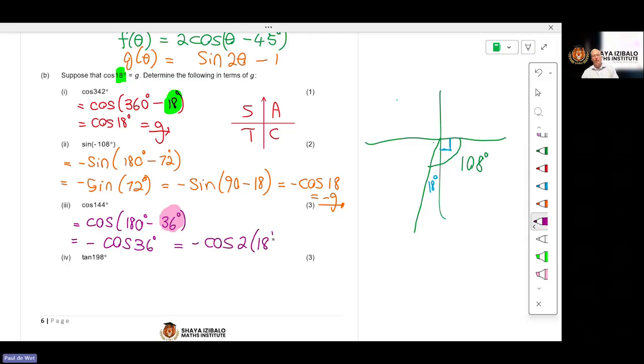Okay, so negative. Do you have brackets or not? Cos of 2 lots of 18, guys. Remember, we've got 3 different formulas for cos of 2 theta. We're going to use the one that only involves cos, and that's 2 cos squared 18 minus 1. And so what's your final answer? Negative 2g squared. Well done. Negative 2g squared plus 1. Okay, excellent.